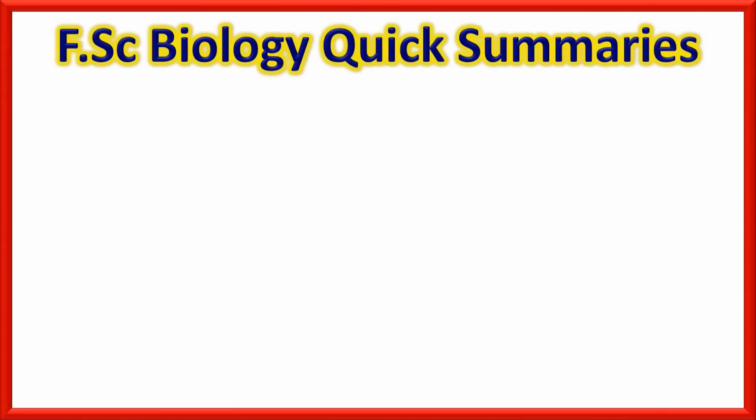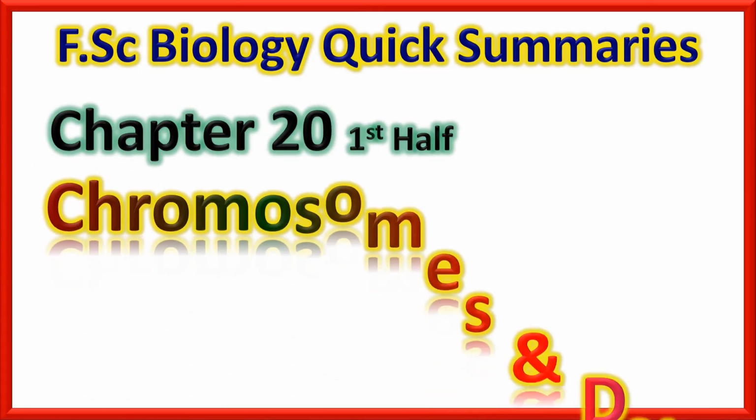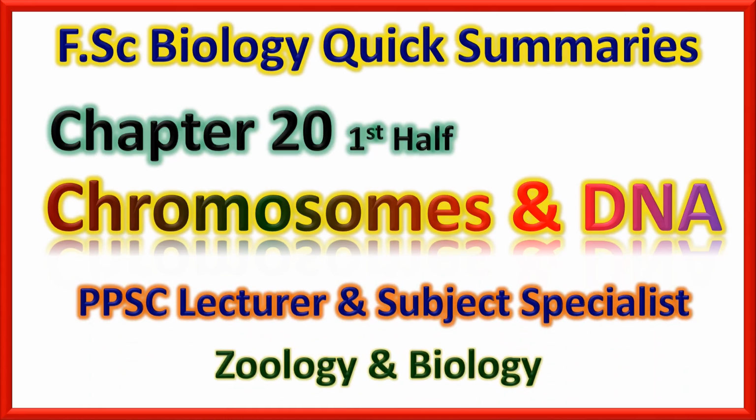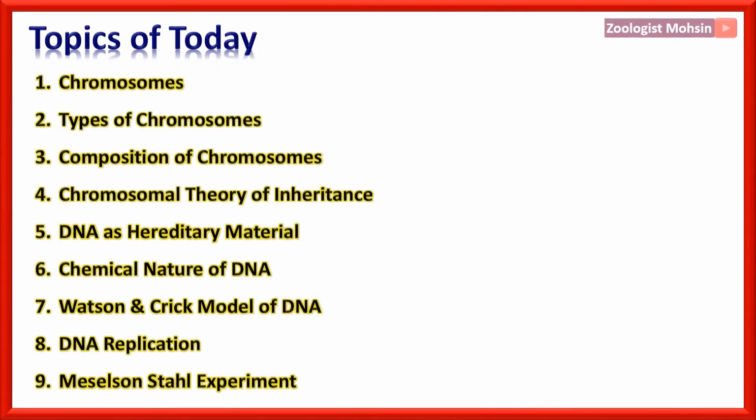FSc Biology Quick Summaries, Chapter 20, First Half, Chromosomes and DNA, for the preparation of PPSC Lecturer and Subject Specialist Zoology and Biology. In this first half of Chapter 20, we shall discuss chromosomes and types of chromosomes, and moving through all these topics, we shall end at the Meselson-Stahl experiment to prove whether replication is semi-conservative or not.